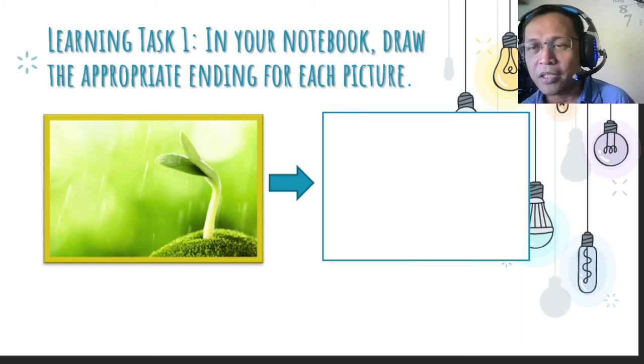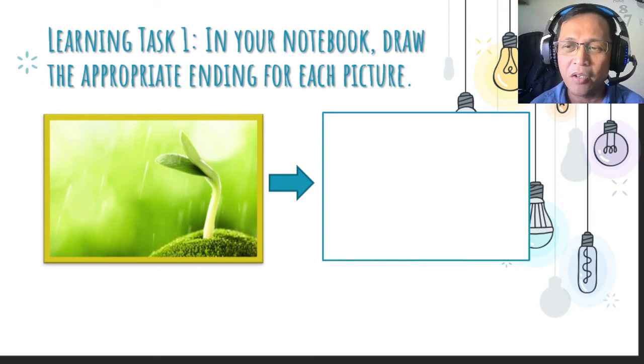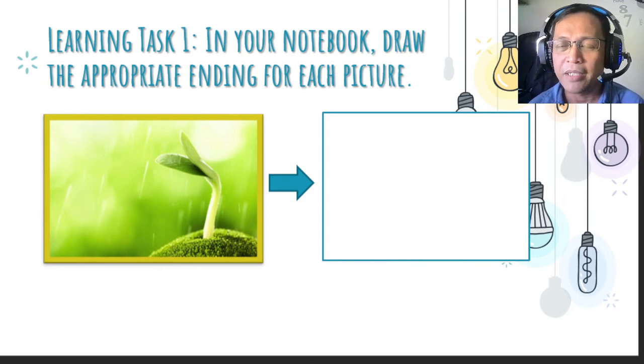Looking at the picture again, it is a very young plant and it is showered by rain. Then what do you think will happen? What would be the ending if that young plant will continually be showered by rain? What do you think will happen next? You are going to draw the ending that you think is possible on the square provided, and you will do that on your notebook.